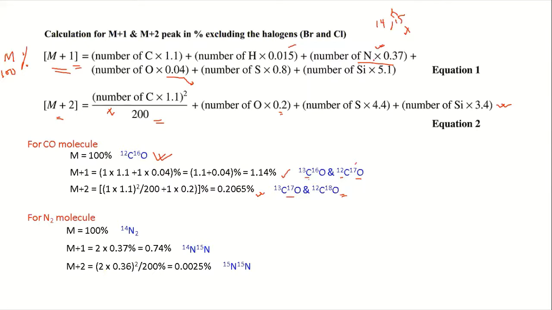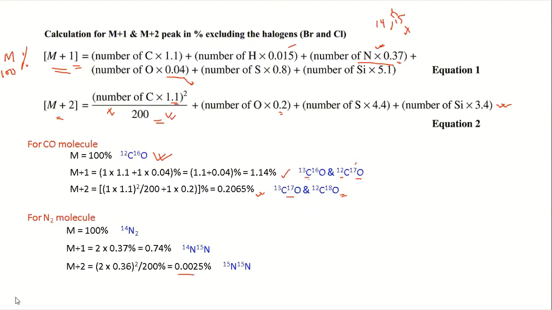Two nitrogens, each can contribute: 15 can contribute 1, and 15 has an abundance of 0.37. That's why I'm putting this equation here. I'm replacing carbon with nitrogen and using the plus 1 abundance of nitrogen. So for 2 nitrogen we have 0.36, the abundance squared by 200%, giving 0.0025. It's negligible, you can just neglect it. It is beyond the detection level, not even 0.1%, it's 0.0025%. You just neglect it.